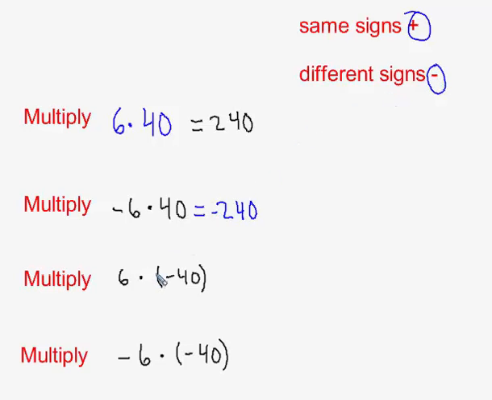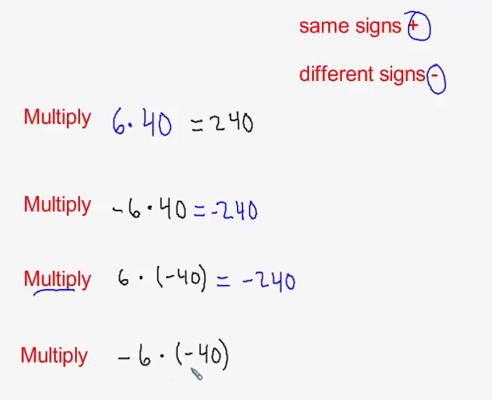Here we have the same situation, just reverse. The first number's positive, the second number's negative. However, this still means that they have different signs, and since we are multiplying, the rule for multiplication is if the signs on the 2 numbers are different, you get a negative result. So this will also be negative 240.